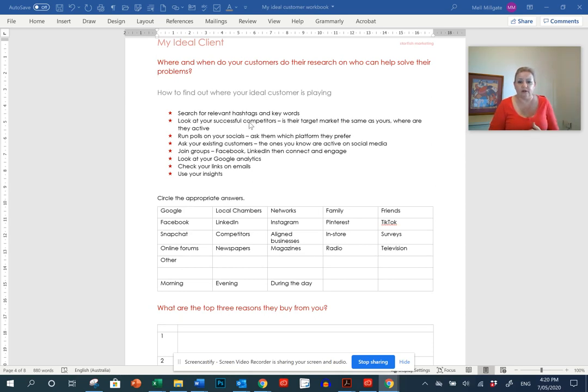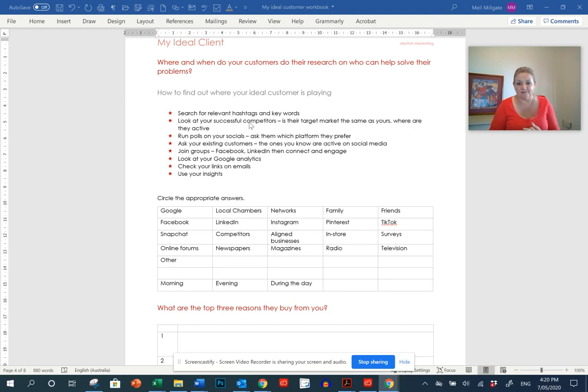The other way is to run some polls on your socials. If you already have a number of pages set up, if you're on Facebook and Instagram and LinkedIn and TikTok and Snapchat, run some polls and ask people which platform they prefer. The responsiveness of those polls will also give you an indication of whether your target market is playing there.